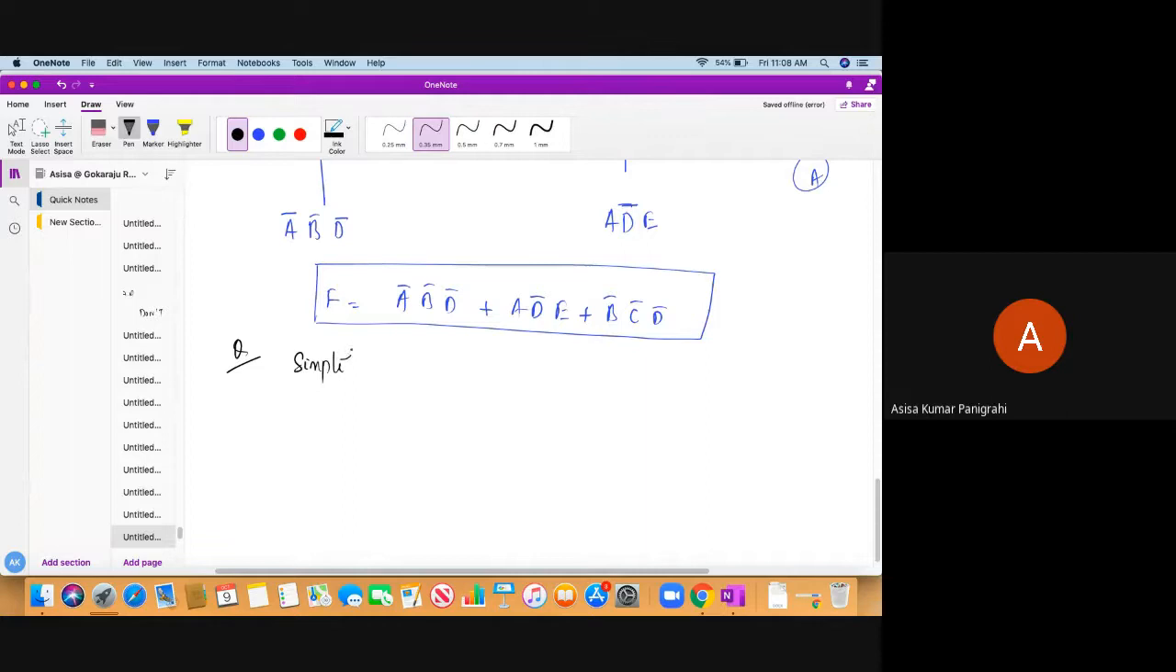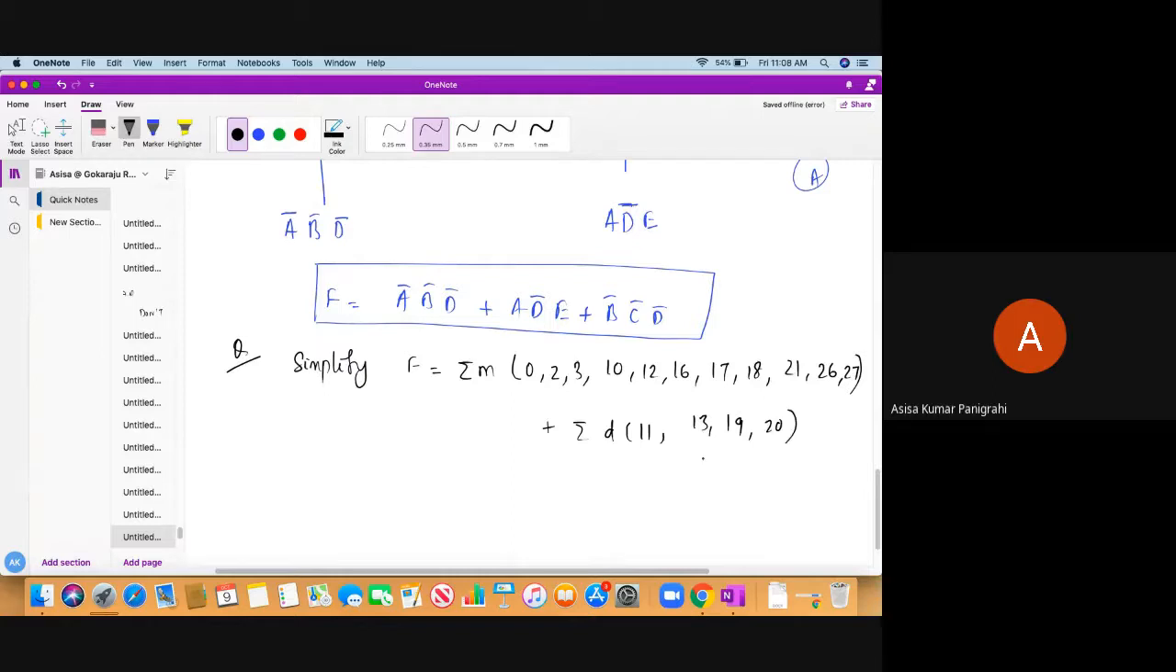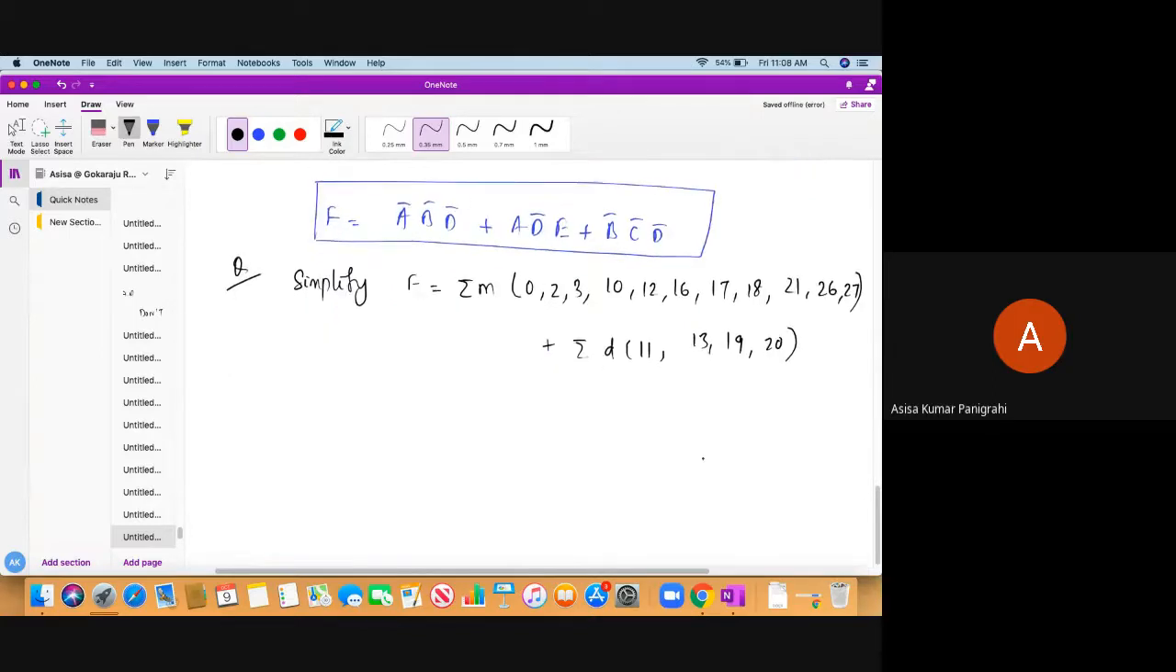See here, simplify function f, summation of m 0 to 3, 10, 12, 16, 17, 18, 21, 26, 27. Along with this, some don't cares are also present: 11, 13, 19, 20. So the don't cares, as usual, are the same. All these 6 rules you have to find out.